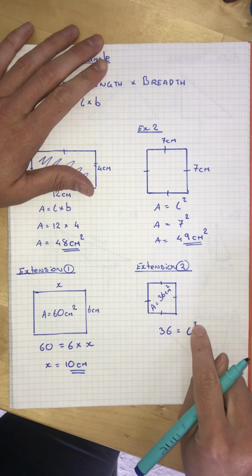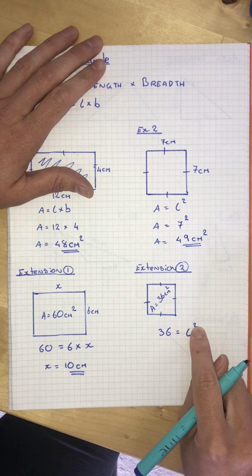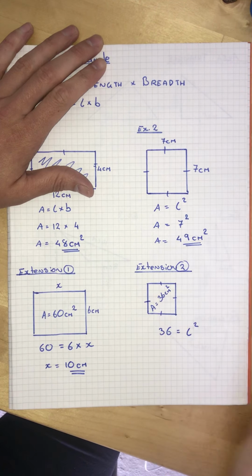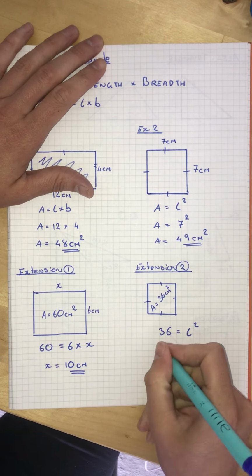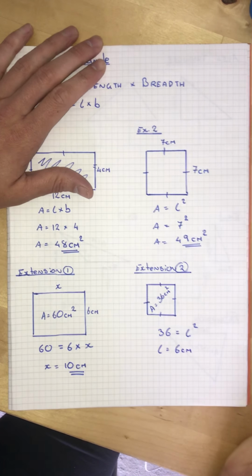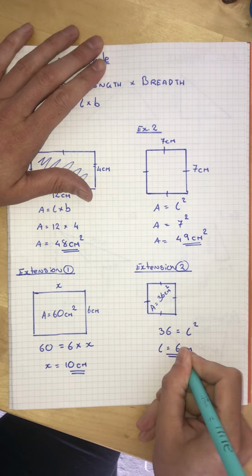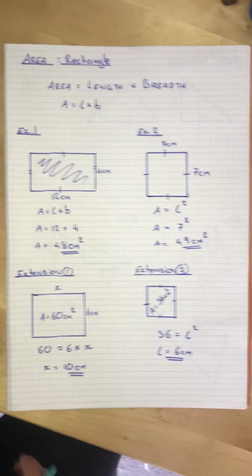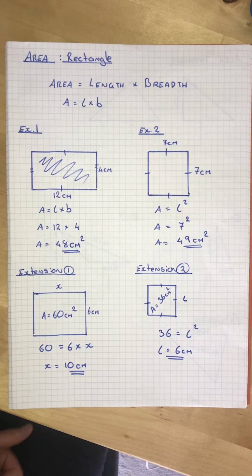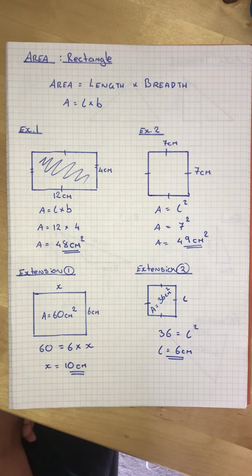Okay, L squared means length times length. What number times itself gives 36? And that is 6. So L equals 6 centimetres. Check that, 6 times 6, 36, so we're correct. Okay, and that's the length. And that's how you calculate the area of a rectangle.